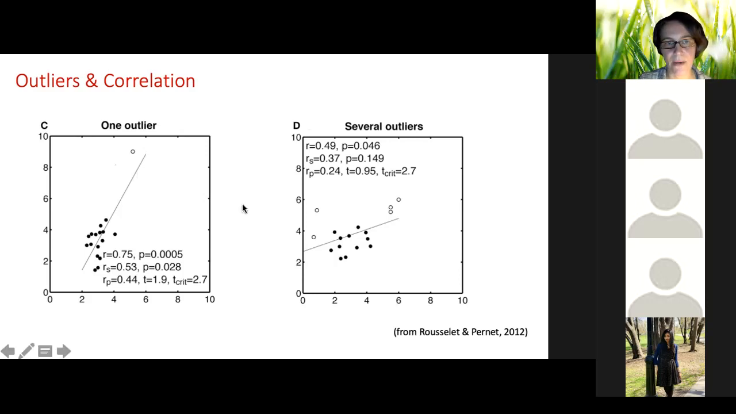Okay, and then you can see that with their corrected correlation coefficient, which takes into account this undue influence due to outliers, the correlation would not be significant anymore, right? So in this case, here we have several outliers again. Pearson is higher than Spearman. Spearman in this case would not be significant, and then of course their corrected value as well.